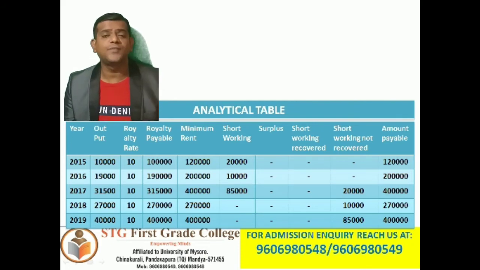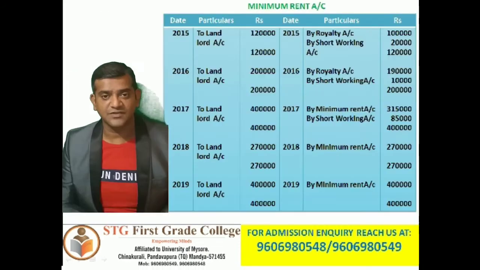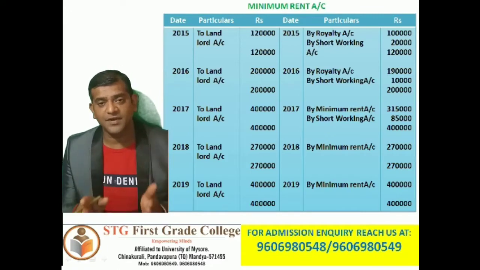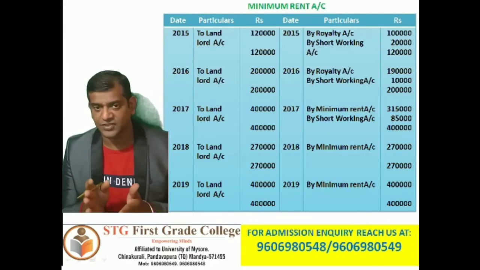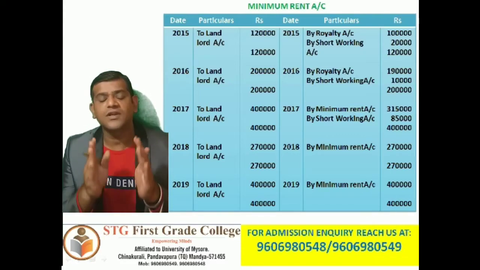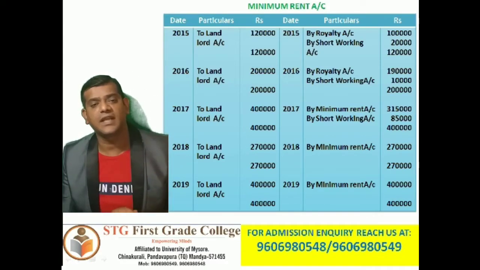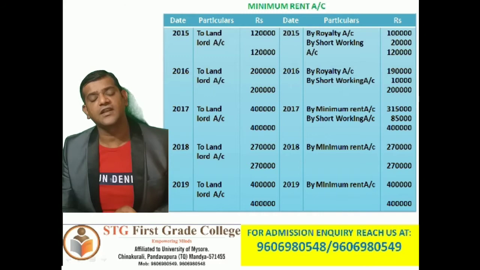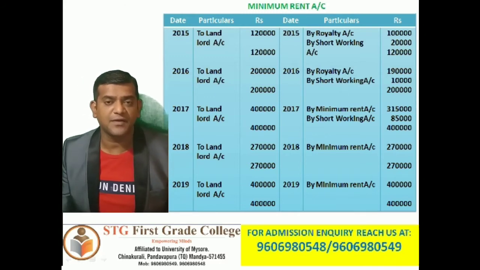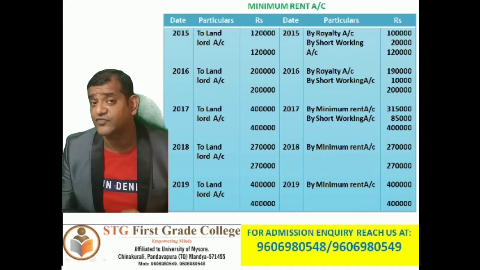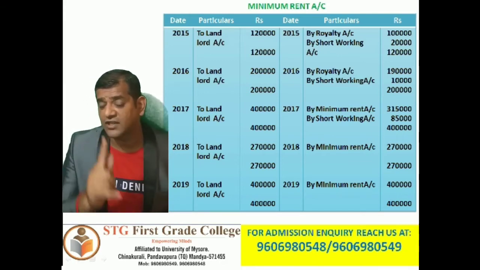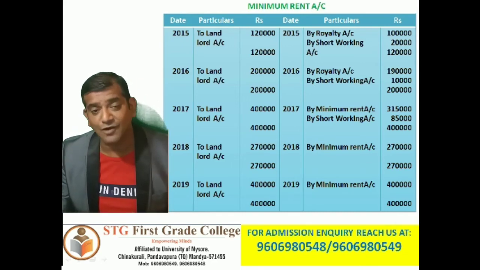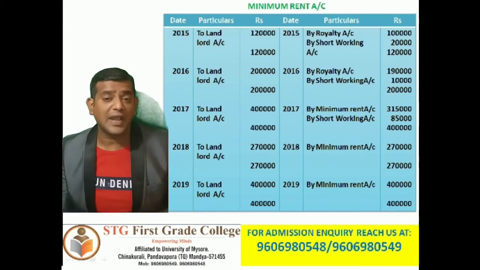So now let us open a minimum rent account, with a 6 column table, that is date, particulars, rupees, date, particulars, rupees. So 2015. On the debit side, 2015, to landlord account, how much are we paying the landlord? In the amount payable column, how much have we paid to the landlord in the first year, that is 2015? Go and check in the amount payable column, 1,20,000, correct? So 1,20,000 to landlord account.